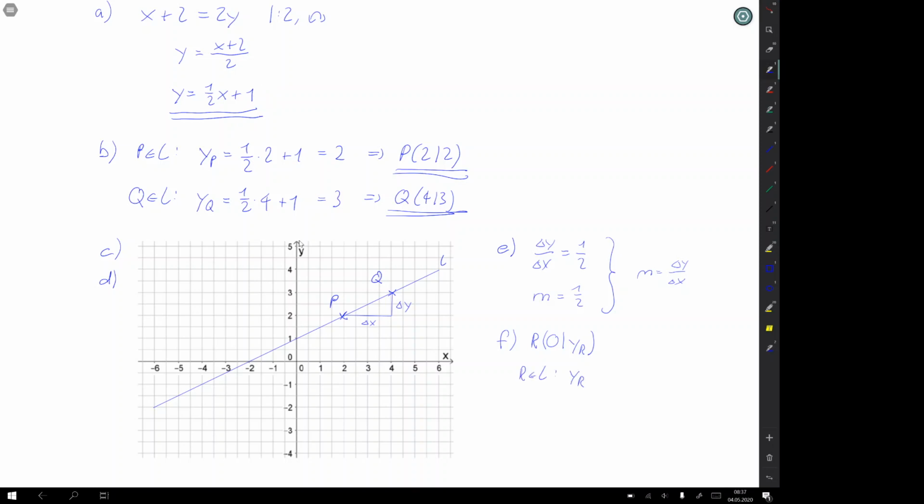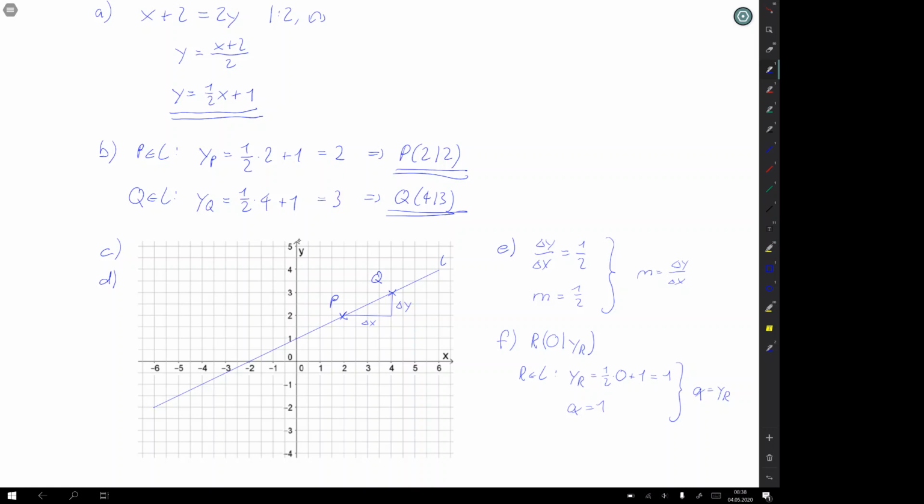R lies on the line, so we can insert its coordinates into the equation here, for example. So we get yr equals 1/2 times the x coordinate, which is 0, plus 1. So we get 1. We should compare that with the parameter q of the line, y equals mx plus q here. So q is just 1. And looking at this, we see that q is actually just the y coordinate of this point R, the point with x coordinate 0.